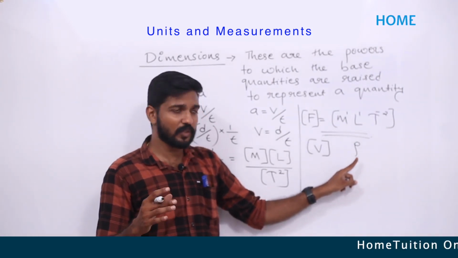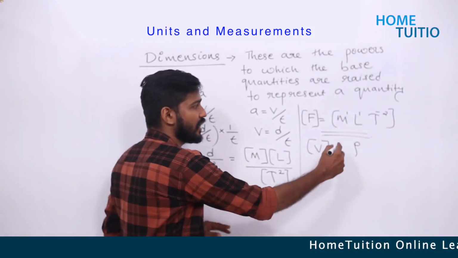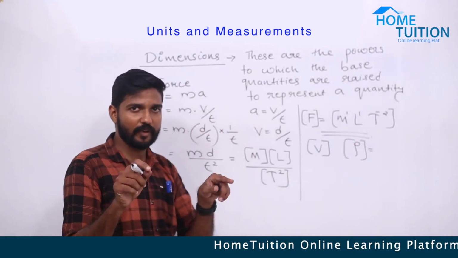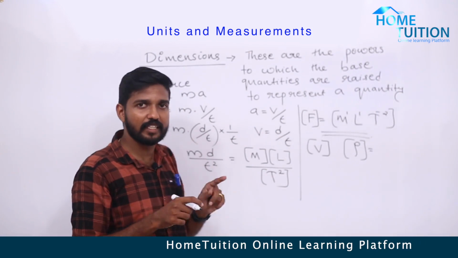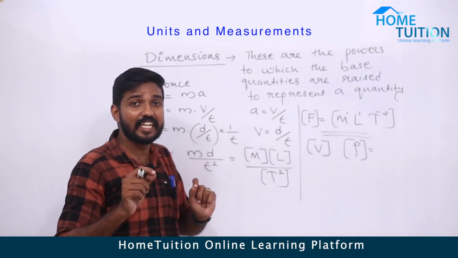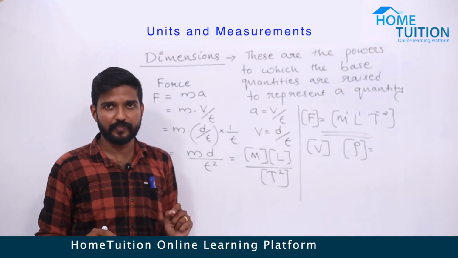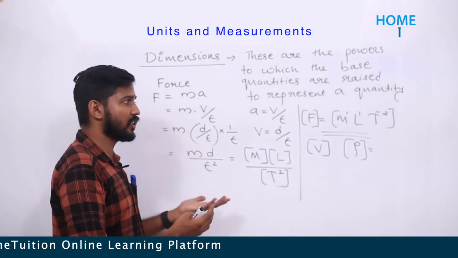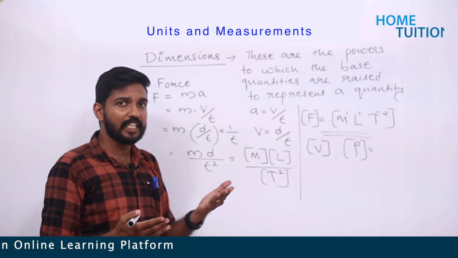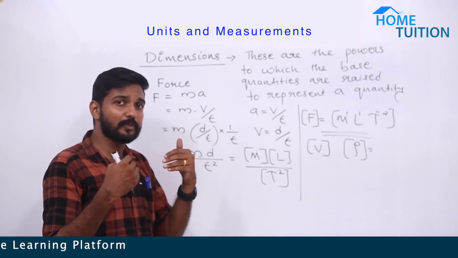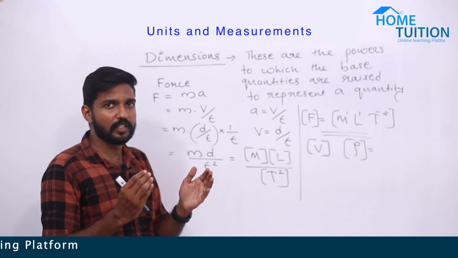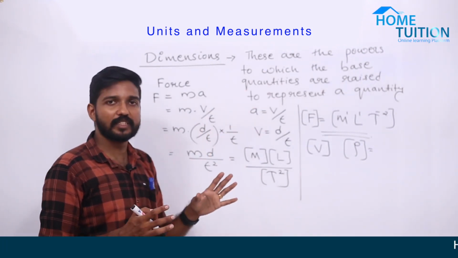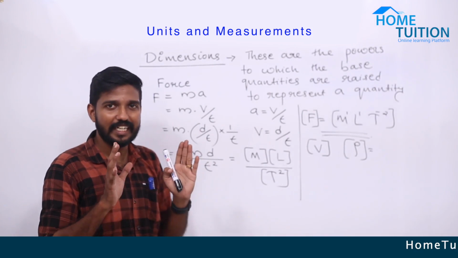Okay, so rho represents density, then a square bracket around rho. The rho inside a square bracket represents the dimensional equation of density. What do you mean by dimension? Dimension is nothing but a power. It's the power to which the base quantities are raised to represent a quantity. So these are called dimensions.